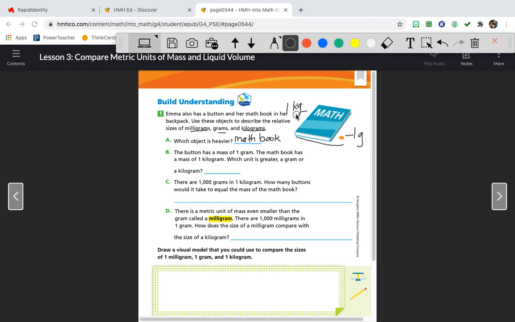Which unit is greater, a gram or a kilogram? So thinking back to our previous lessons, think about which one is greater. We know that there are 1,000 grams in 1 kilogram. So that tells us that the gram is smaller than the kilogram. So we can say that the kilogram is the larger unit.